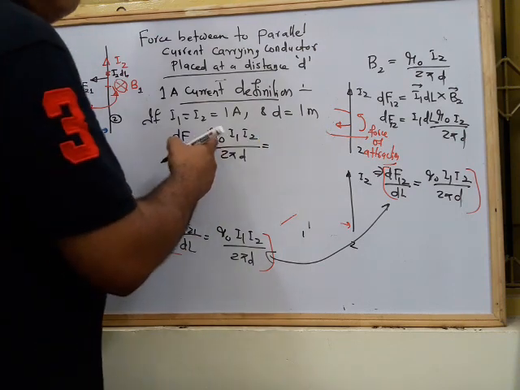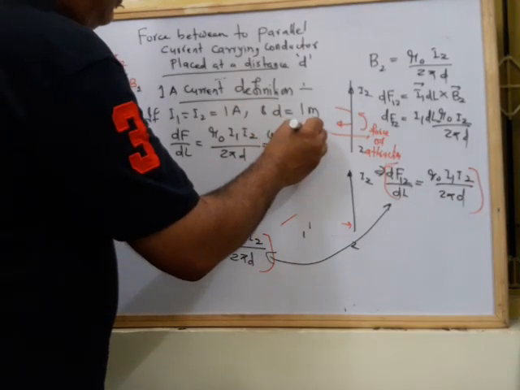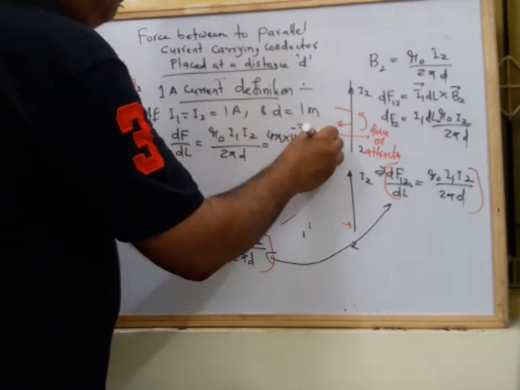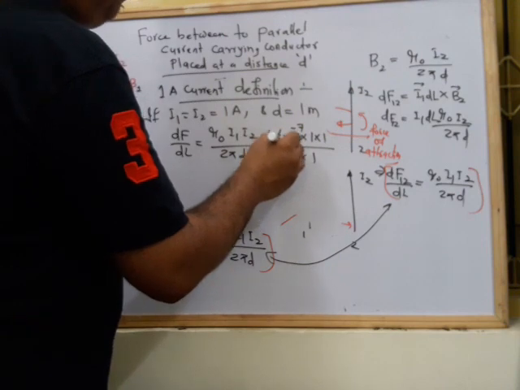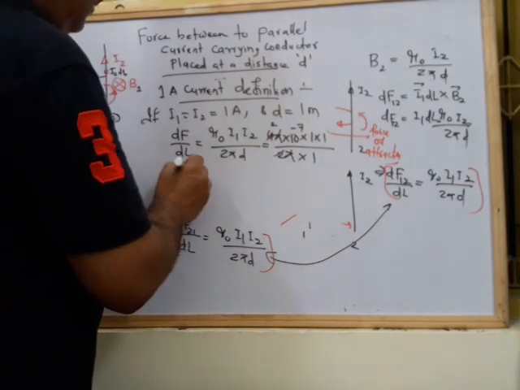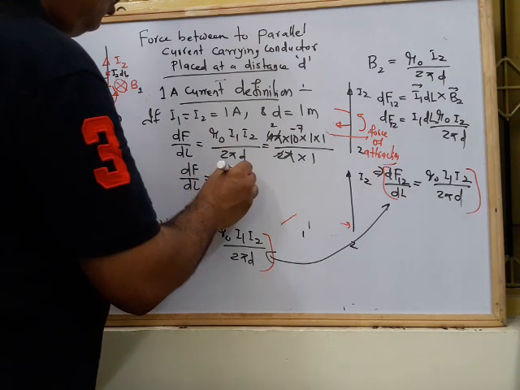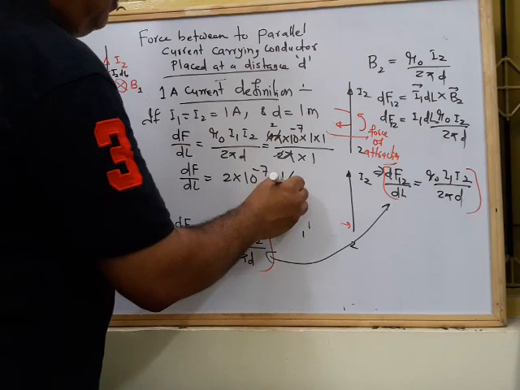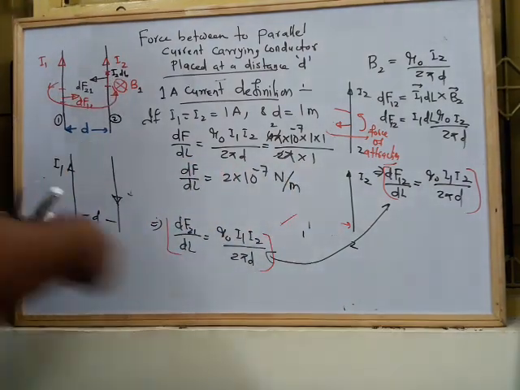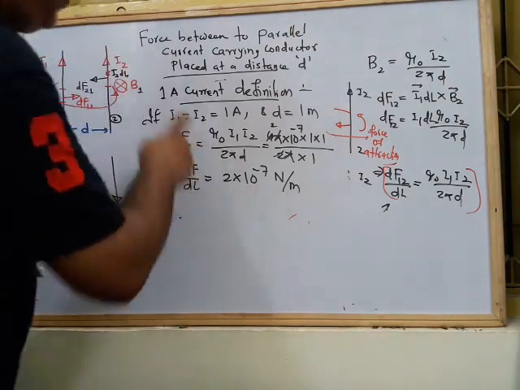अब म्यू नॉट का वैल्यू हमको मालूम है कितना होता है 4 pi into 10 to the power -7, into I1 I2 कितना है 1 एम्पियर डिफाइन करना है, और 2 pi और d कितना है 1 मीटर. तो यहाँ से देखो ये pi गया और ये गया, so it becomes dF upon dl is equal to 2 into 10 to the power -7 Newton per meter. So thus what happens, we got a very important definition of 1 ampere current.